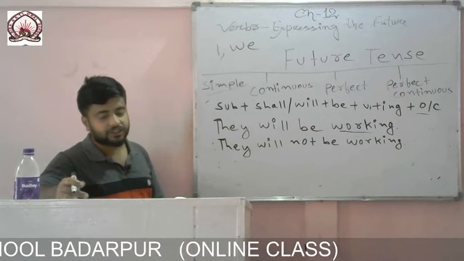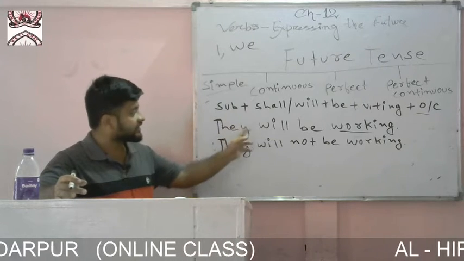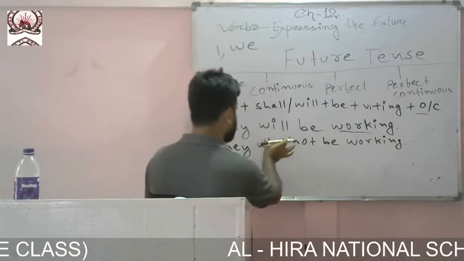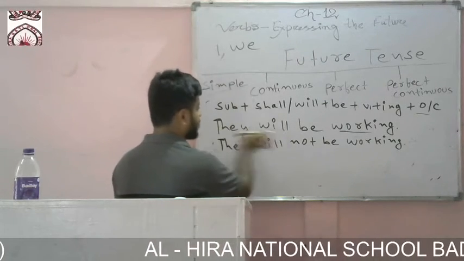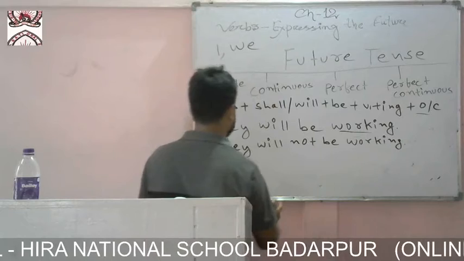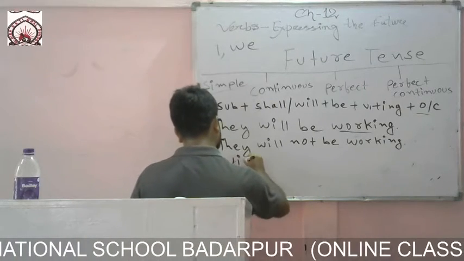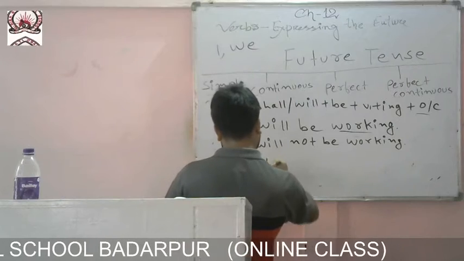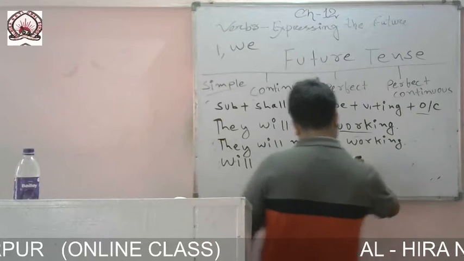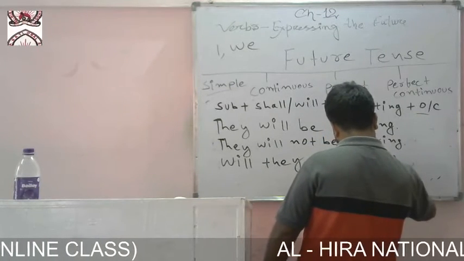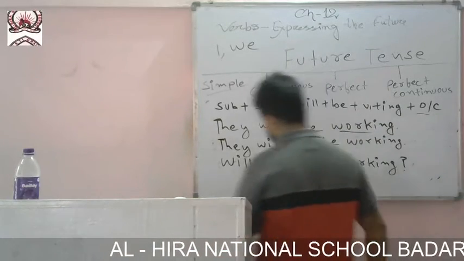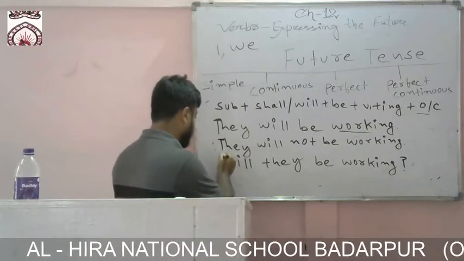Now if I want to change this affirmative sentence into interrogative, how do I change it? Very simple, just bring the auxiliary verb at the beginning. It will be our future continuous interrogative. Will they be working? And we know that if it is interrogative then we have to put a question mark at the end. Will they be working?